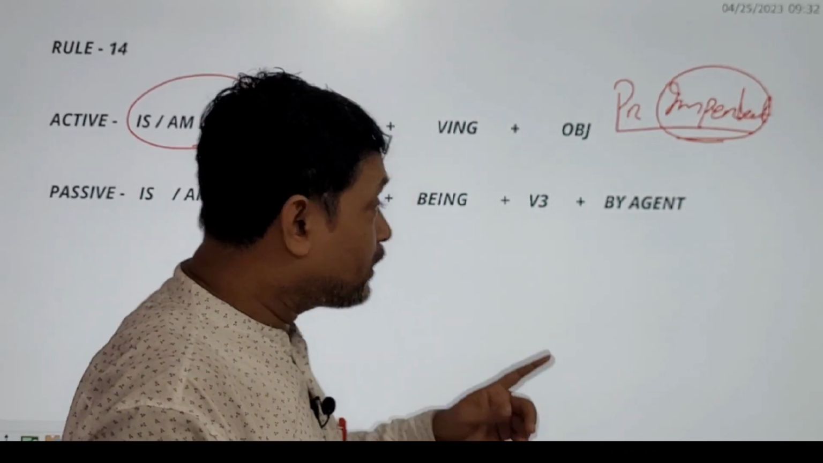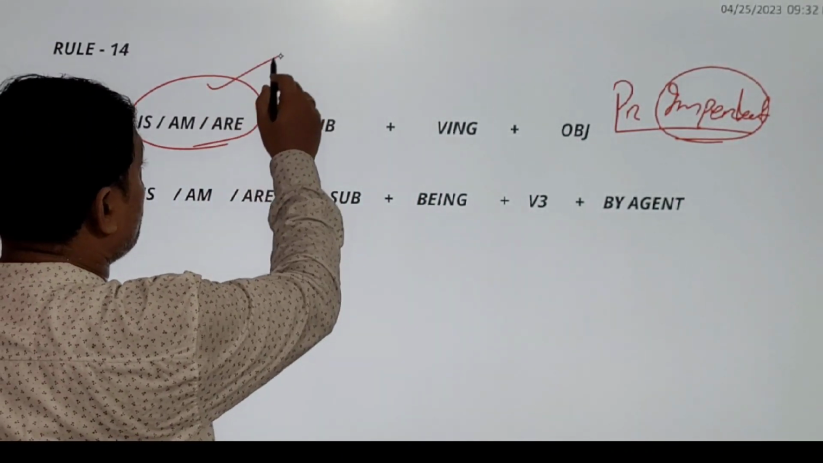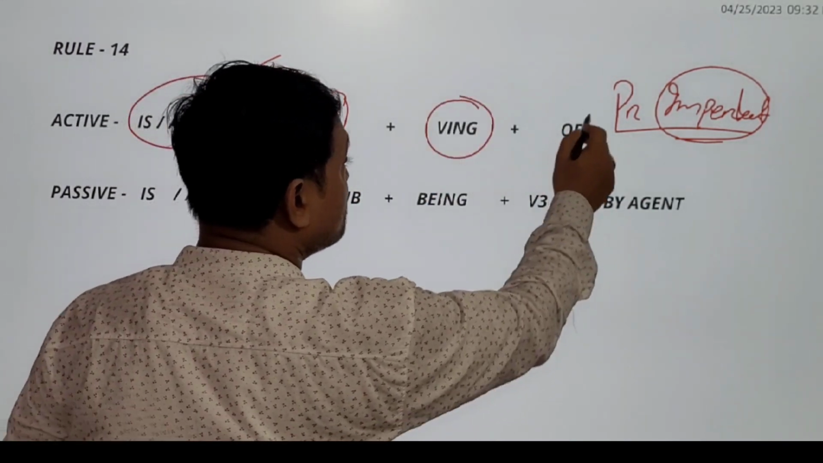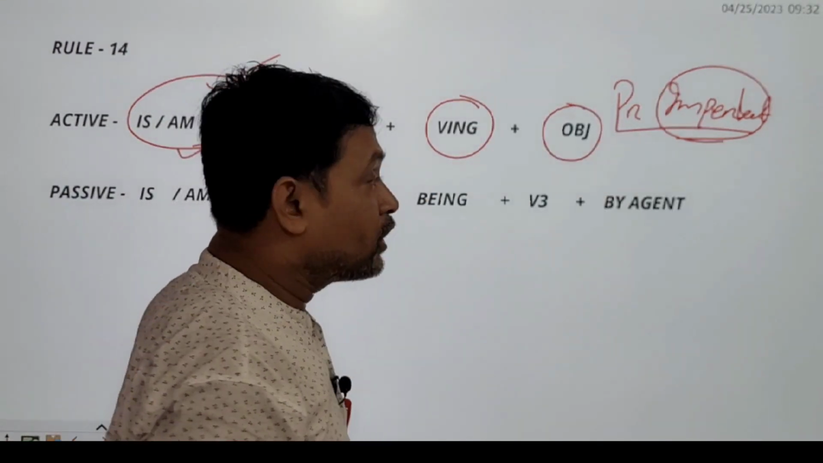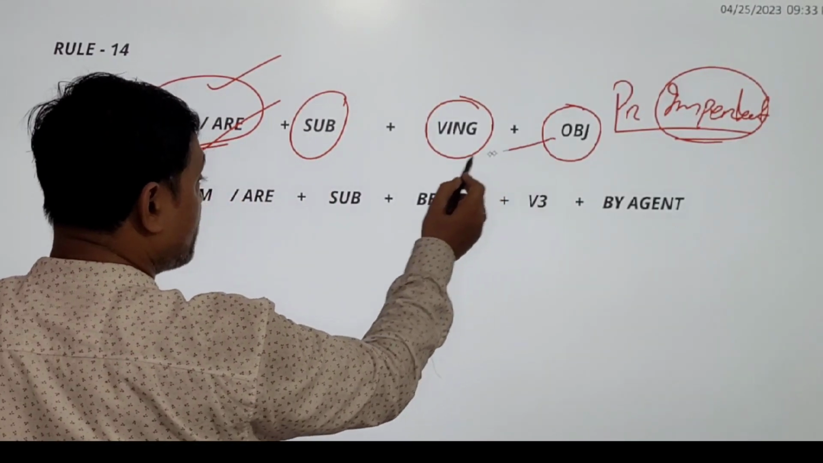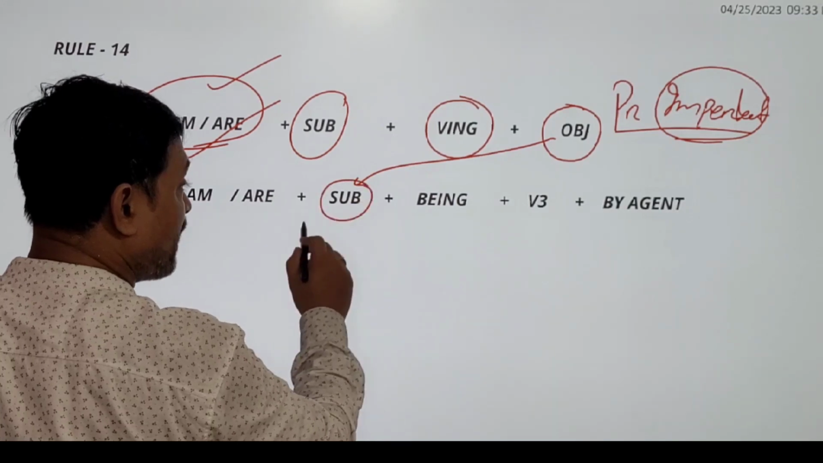In interrogative format, we should use is or am or are in the beginning part, then subject, then verb ing, then object. So what will be its passive form? You know guys, object always takes the subject position in passive.